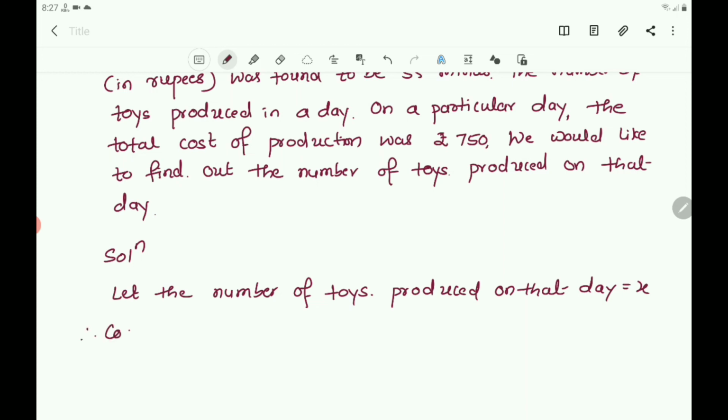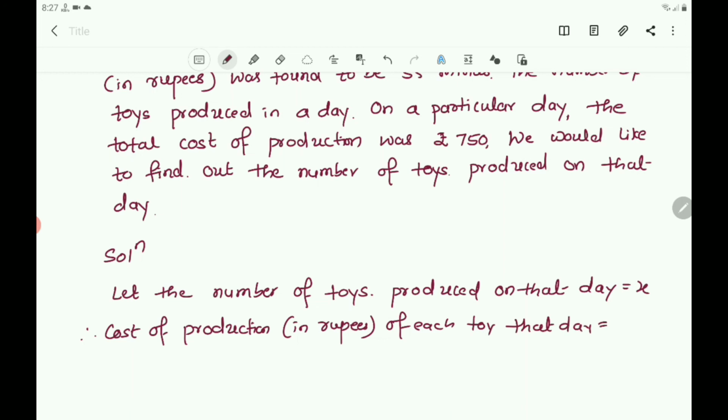Therefore, cost of production in rupees of each toy that day becomes what? 55 minus the number of toys on that day, that is 55 minus x.